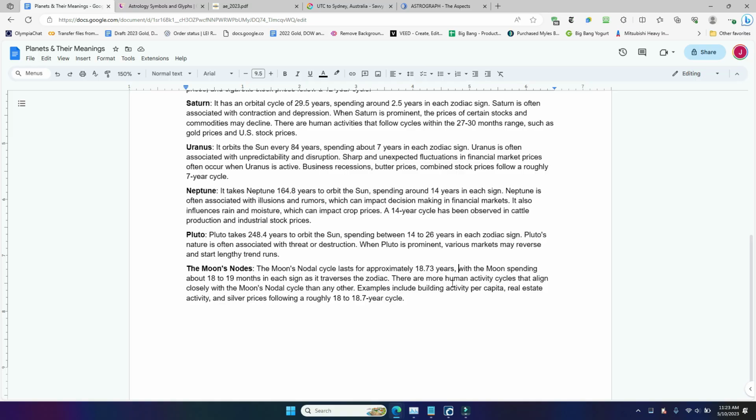Now, the moon's north node is very important because a lot of things that line up with the moon's north node, such as building, real estate activity, and silver prices, also follow a roughly 18.5 year cycle. But the moon's north node has been continuously shown to be linked to the real estate market. Okay, so that's important.